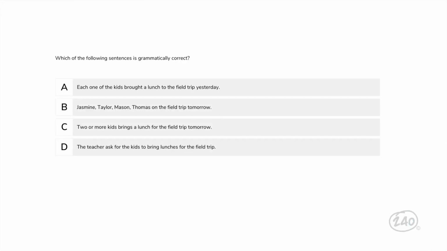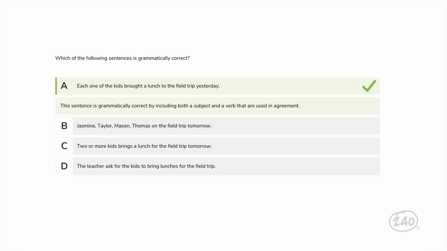Well, here it is. Which of the following sentences is grammatically correct? Each one of the kids brought a lunch to the field trip yesterday. Jasmine, Taylor, Mason, Thomas on the field trip tomorrow. 2 or more kids brings a lunch for the field trip tomorrow. The teacher asked for the kids to bring lunches for the field trip. Did you see which one has a subject and verb that are used in agreement? Yep, it's this one. Domain 1, done.